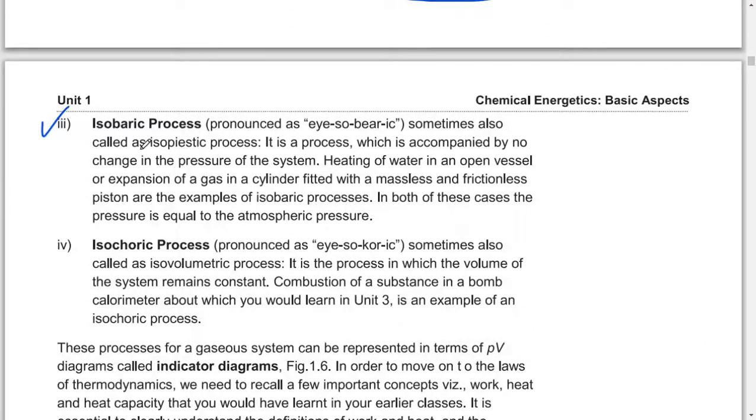Three, isobaric processes, sometimes also called isopiestic processes. It is a process which is accompanied by no change in the pressure of the system. Heating of water in an open vessel, or expansion of a gas in a cylinder fitted with a massless and frictionless piston, are examples of isobaric processes. In both of these cases, the pressure is equal to the atmospheric pressure.